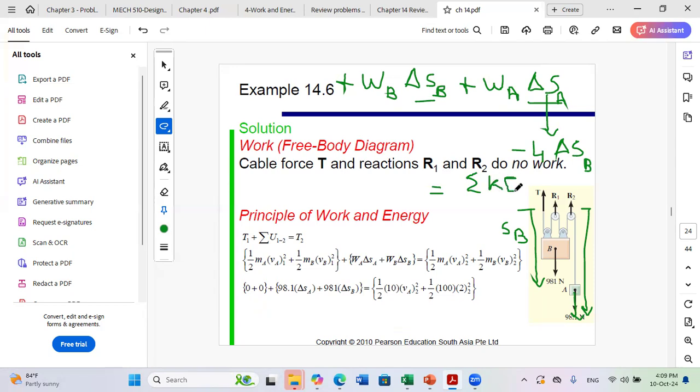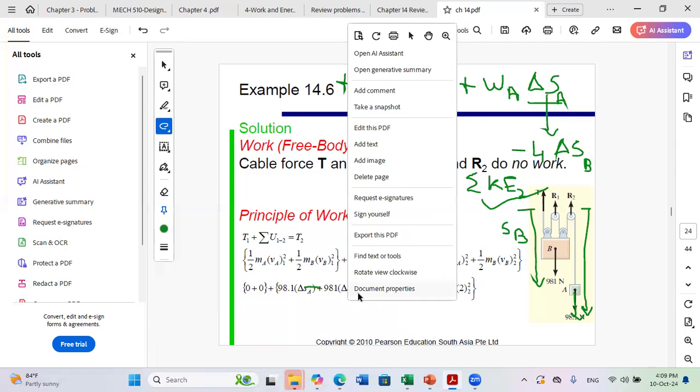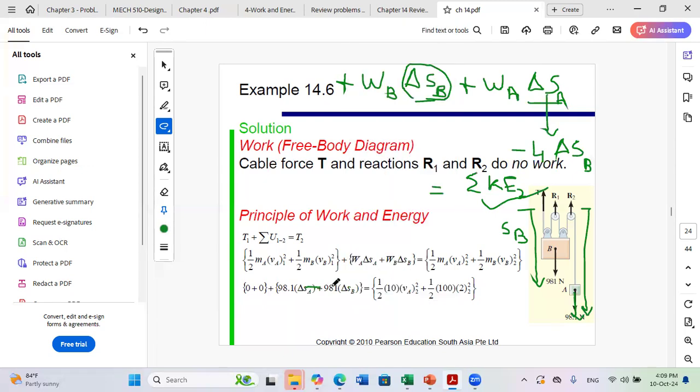We have everything except delta SB. Okay, we have calculated already this term, sum of kinetic energy at state 2. We have the weight of A, we have the weight of B. The only unknown is delta SB, so we can solve for delta SB. Okay? Clear?